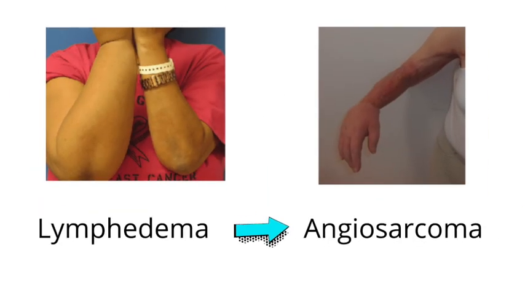Okay, now this is so high yield. Here we see pictures of a patient with lymphedema who then goes on to develop angiosarcoma. Recall that we can see chronic lymphedema in breast cancer survivors. However, these patients can then go on to develop angiosarcoma, which is a malignant tumor. It's derived from the lining of blood vessels and lymphatics. The strongest risk factor for the development of angiosarcoma is localized radiation therapy.